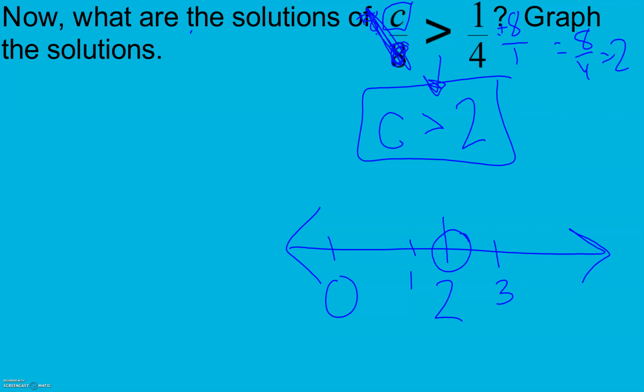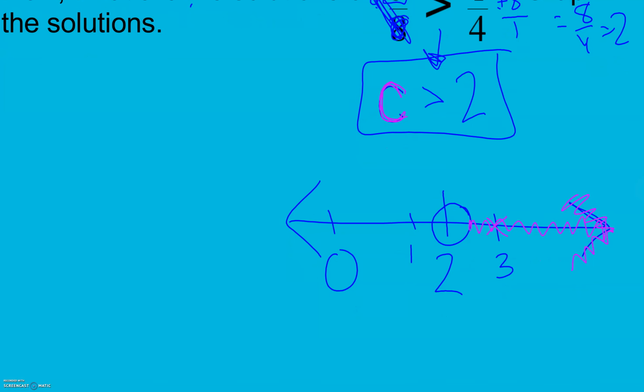Now, as far as shading goes, we want our answer or our shading or our solutions to be greater than 2. Numbers like 3 and 100 are greater than 2. So we shade everything to the right here. Now if we check, if I do like 8 over 8 gives me 1, which is more than 1/4. So we know that we're right if we check a value there.